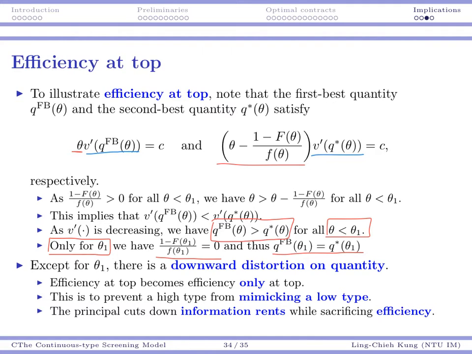Why is that? The reason for the downward distortion is that we want to prevent a high type from mimicking a low type. Because if your type is high, then you prefer high quantity. So if I cut down the quantities for low types, then you would have no incentive to lie. I need to do that to cut down your information rents, but when I do that, I also sacrifice some efficiency. So I need to find a trade-off. I need to find an optimal balance between efficiency and rent extraction. All of these are exactly the same as what we did with just two types.